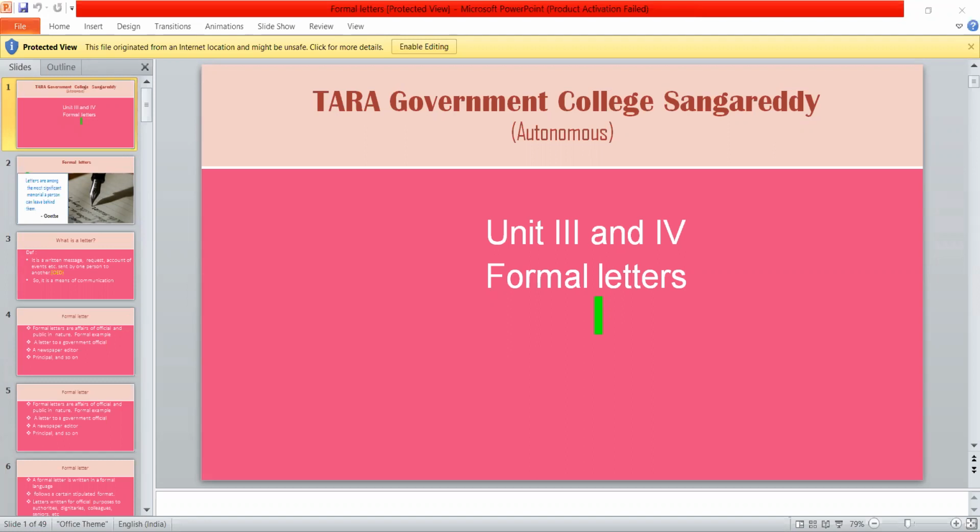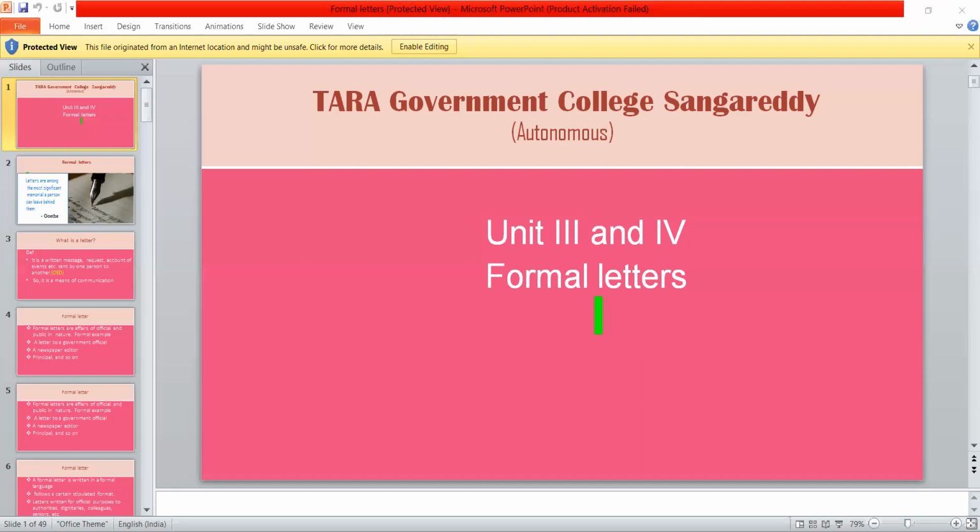In block format, everything is aligned to the left side only. Sender's address, date, and inside address, not punctuated. Each line starts on the left margin. See, everything like this only. Everything starts with the left margin only.